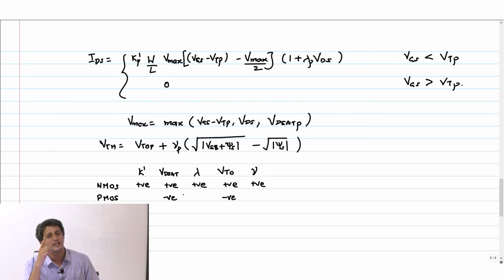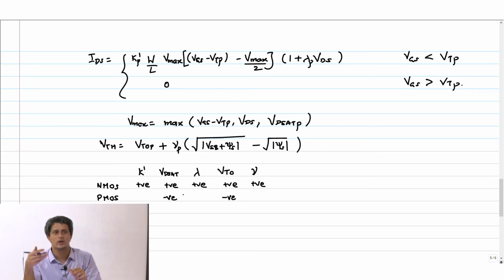Negative, because VDS has to be negative, only then you'll have current, and with some lambda being introduced, that current should go up. That's what you want. If the channel is brought closer, then the mod of the current, the magnitude of the current, should go up. But that can happen only when VDS is negative.